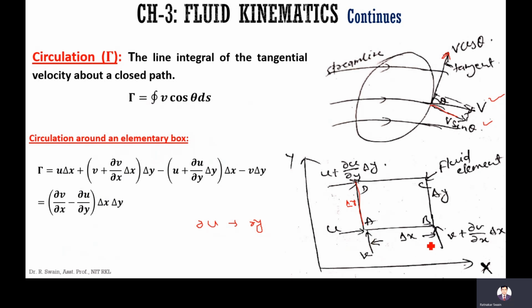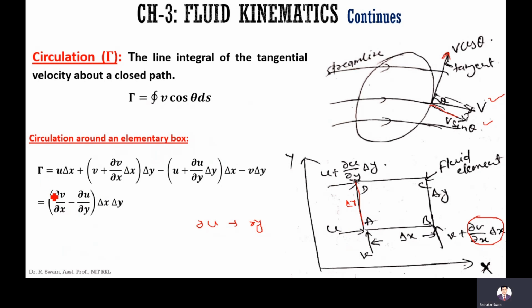V is the velocity here. After delta x, the change will be del v by del x into delta x, because del v is the change per del x distance. For delta x, it will be del v by del x into delta x. So in this rotational motion, if you want to calculate the circulation, we have to calculate the tangential velocity into the distance traveled.